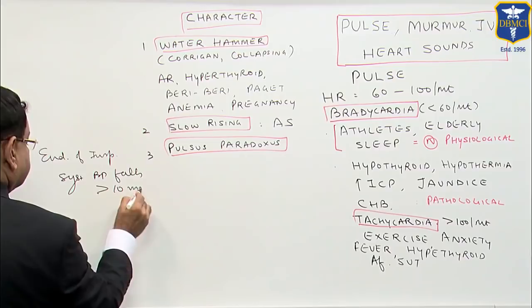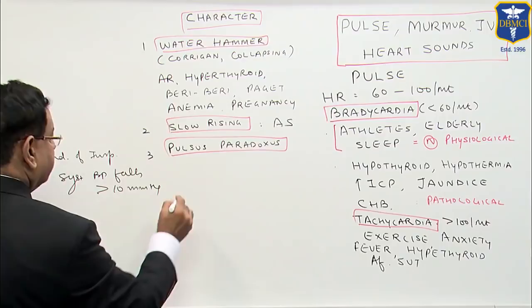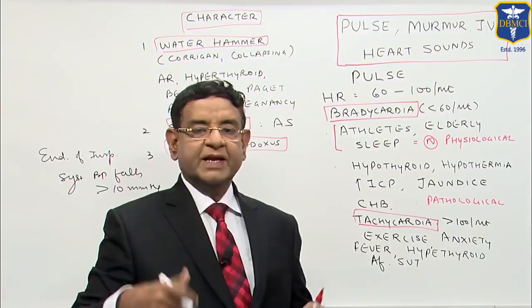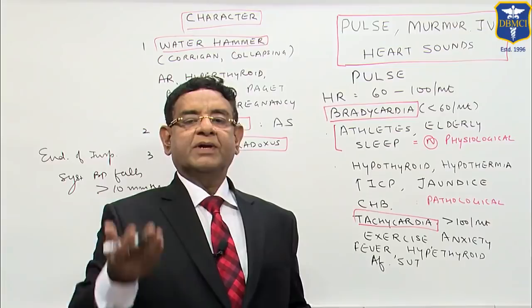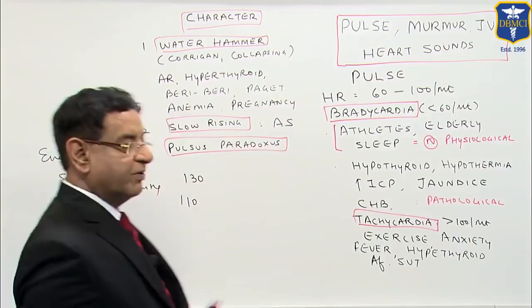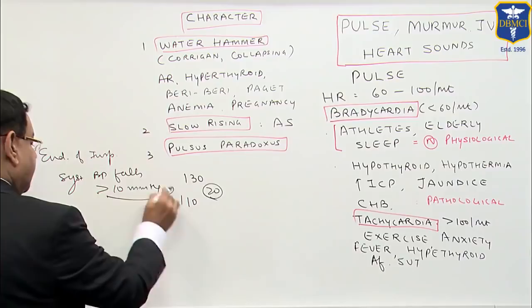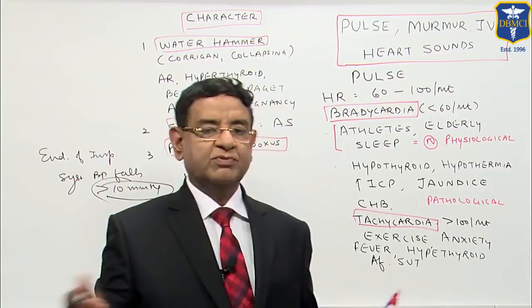What do you mean by this? Suppose you are checking the patient's BP. His systolic BP is 130 at the time when he has done the expiration. And now he takes inspiration. At the end of inspiration, when you check his systolic BP, it has come to 110. So there is a systolic fall of 20 millimeter of mercury. Any condition where the fall is more than 10 millimeter of mercury is what we call pulsus paradoxus.